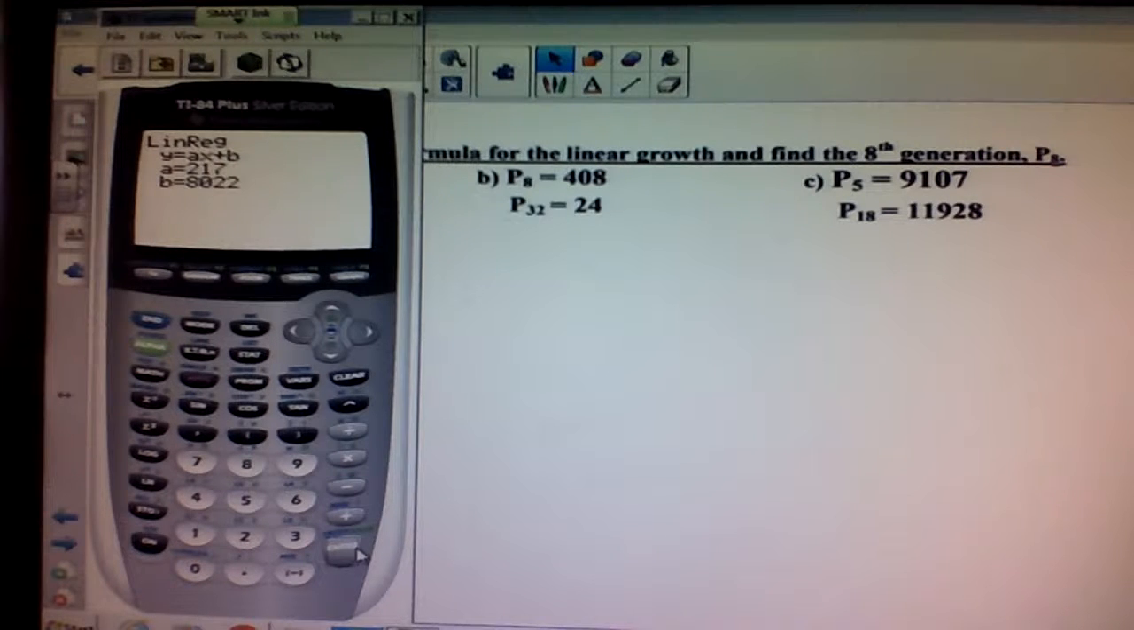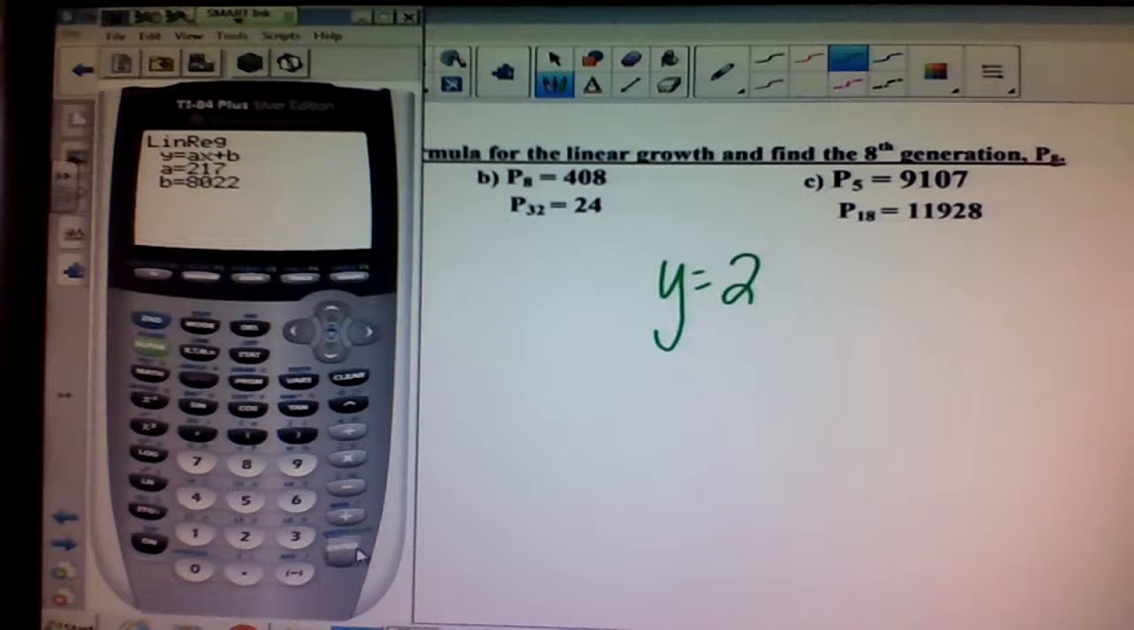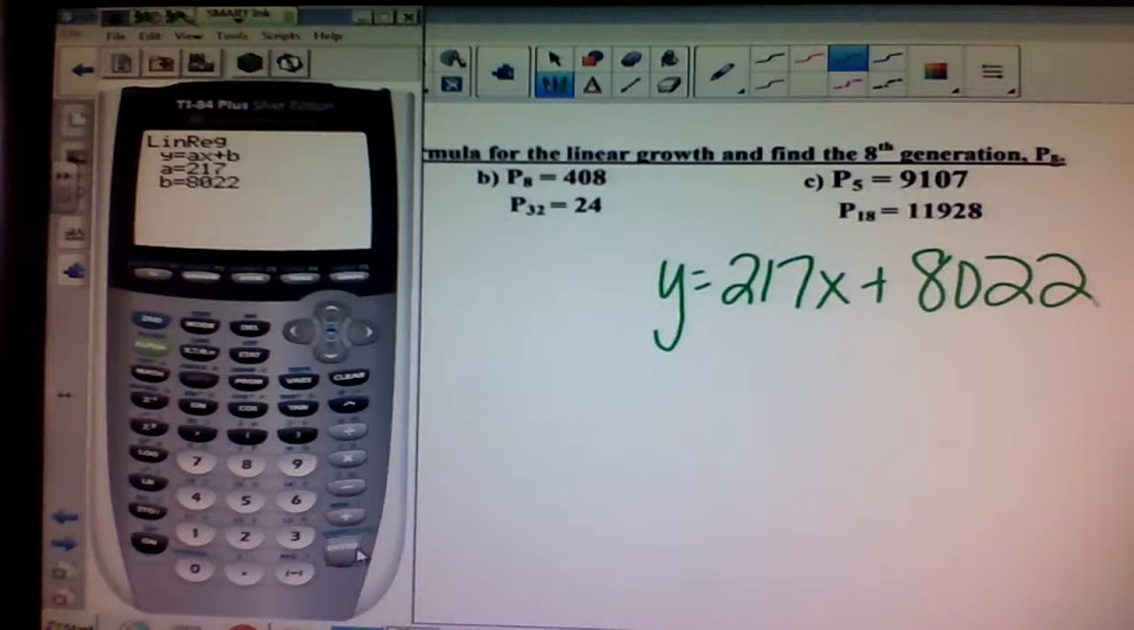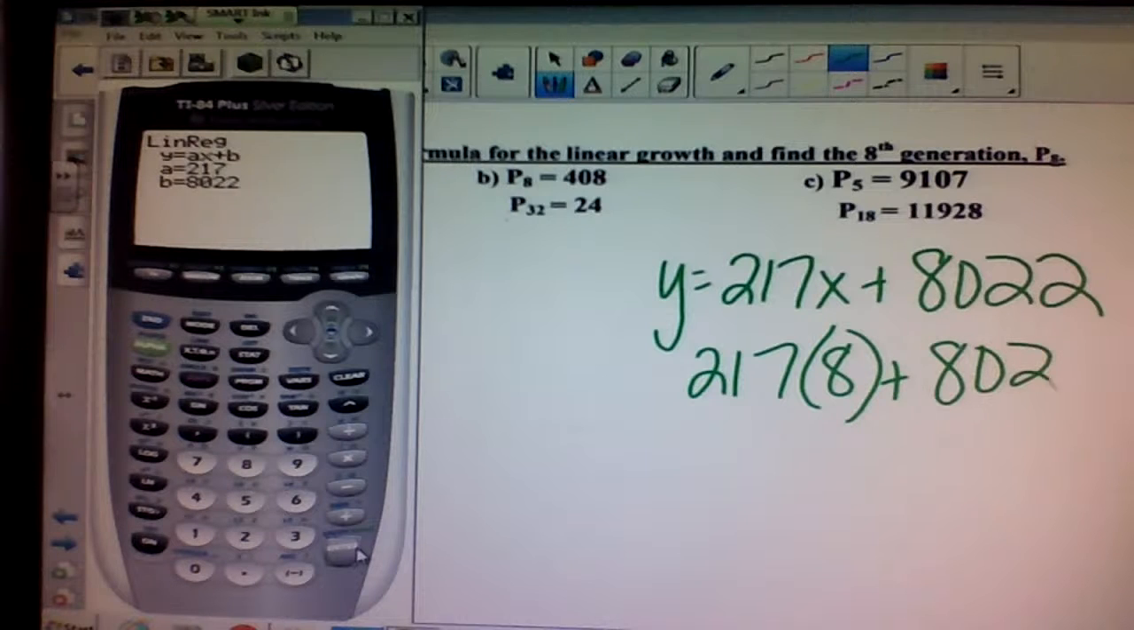Reason that for you. So your equation is y equals 217x plus 8,022. So now you can literally plug in 8 and add 8,022 and get your answer.